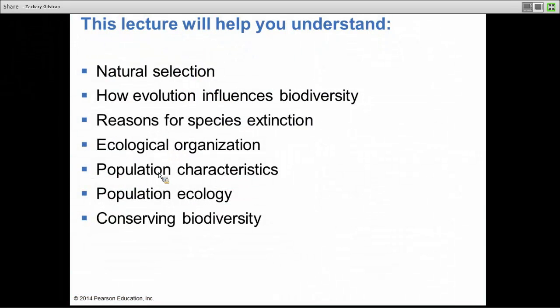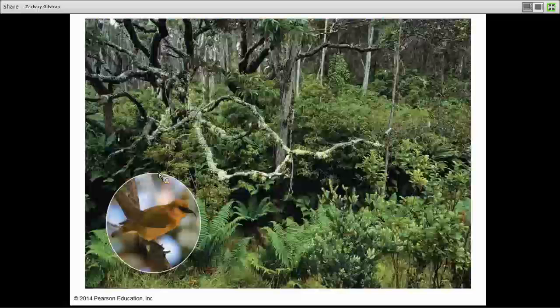This chapter will help students explain natural selection and cite evidence for this process, describe how evolution influences biodiversity, discuss reasons for species extinction and mass extinction events, list the levels of ecological organization, outline the characteristics of populations that help predict population growth, assess logistic growth, carrying capacity, limiting factors, and other fundamental concepts of population ecology, and lastly, identify efforts and challenges involved in the conservation of biodiversity.